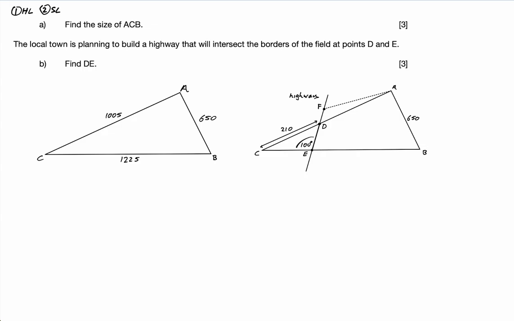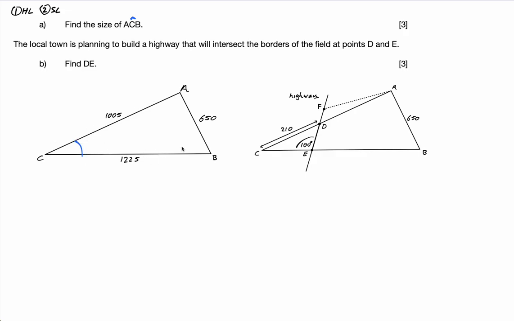Okay, so the first question for HL, second for SL. We are dealing with a farmer's field in the shape of a triangle. And it says find the size of ACB, angle ACB. That is, I think there should be a hat there. That is this angle here, ACB. So it's this angle we're trying to find.